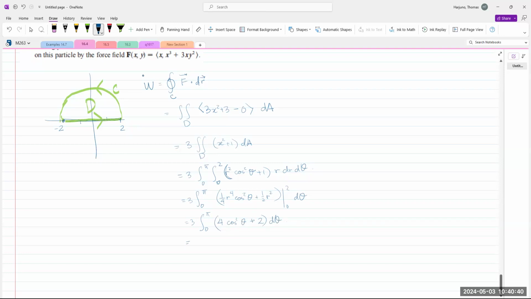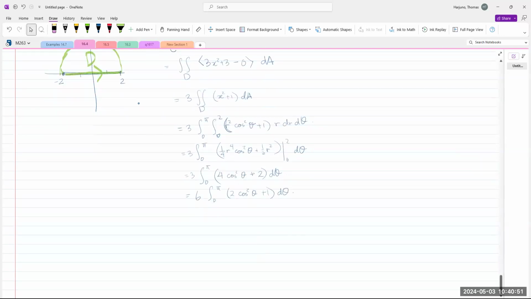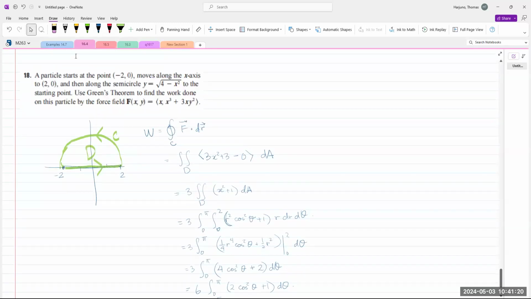I can factor the 2 out. Integral from 0 to pi of 2 cosine squared theta plus 1 d theta. So that will be 1 plus cosine 2 theta plus 1 d theta. But the cosine term goes to 0 on the integral from 0 to pi. So that's 12 pi. I hope I don't make a miscomputation. Yeah, okay. This is for number 18.